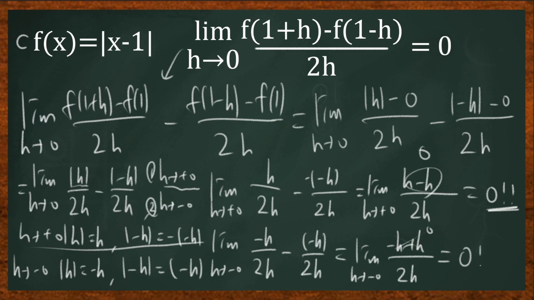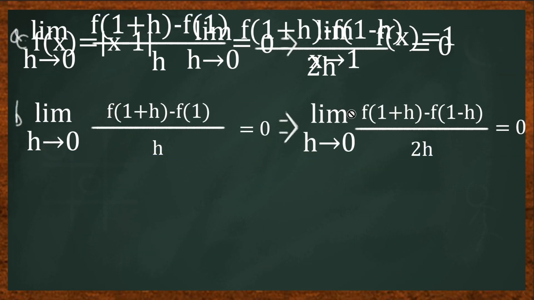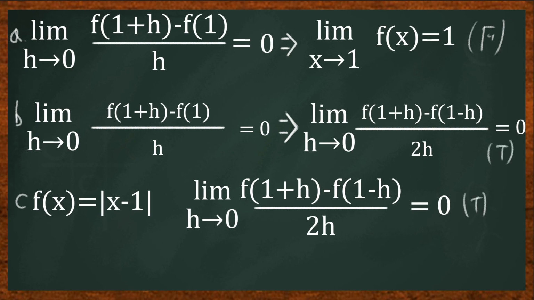Because the limit exists on both the left and right side, this limit exists, and the number will be 0. So this is true. So the true or false for all the A, B, C will be false, true, and true.